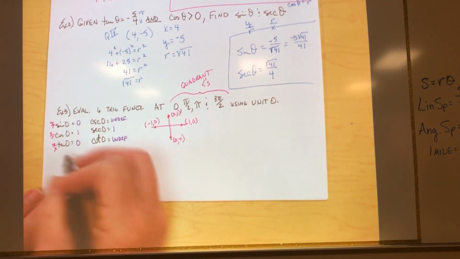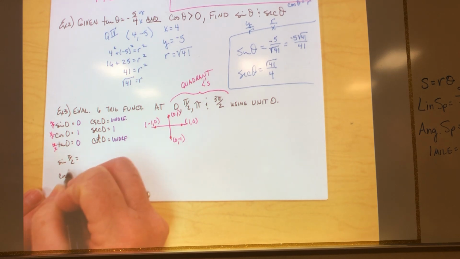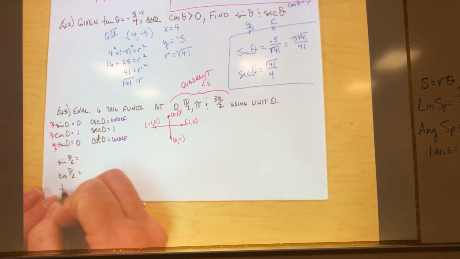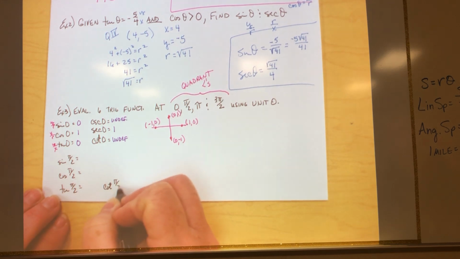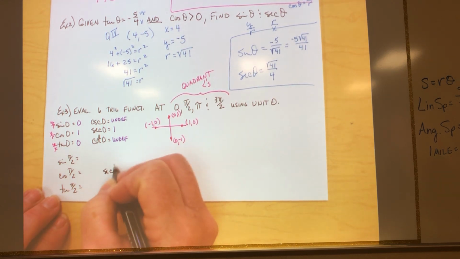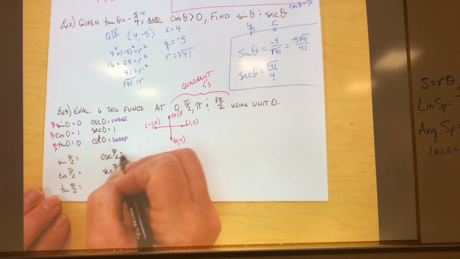Now we're going to do the next one. I'm going to do pi over 2. So I'm going to go the sine of pi over 2, the cosine of pi over 2, the tangent of pi over 2, the cotangent of pi over 2, the secant of pi over 2, the cosecant of pi over 2.